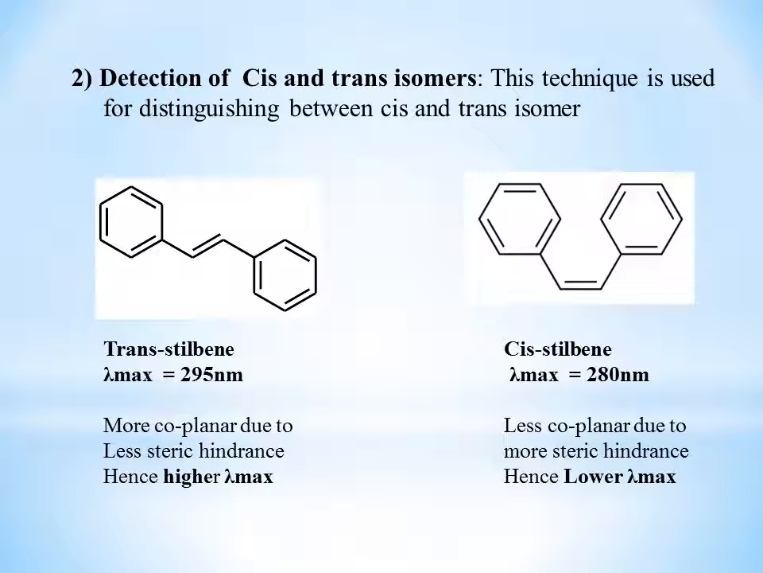So depending on this, if our unknown compound is towards longer wavelength, we can say that it can be the trans structure. If it is towards shorter wavelength, we can say that it can be the cis structure. So to identify whether it is a cis or trans isomer, this UV visible spectroscopy is very useful.